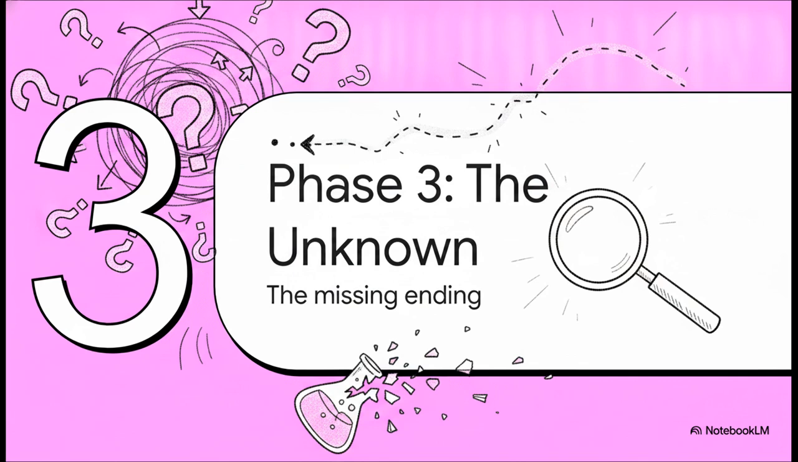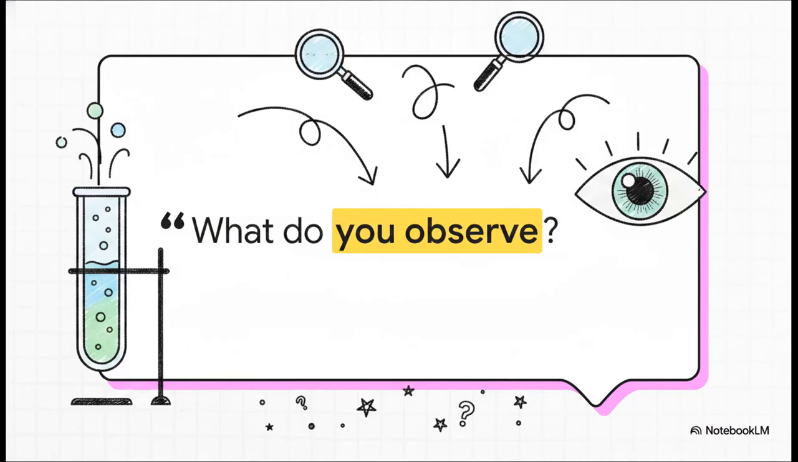Which brings us to phase 3, the unknown, the missing ending. And this brilliantly illustrates the true nature of scientific inquiry. What do you observe? Man, this completely flips the script on us. Suddenly, the text is no longer this bossy authority figure just handing you instructions. It literally becomes the questioner. It places the entire weight, the whole responsibility of the experiment, directly onto your shoulders. It demands that you stop reading, look up, and start actually looking.